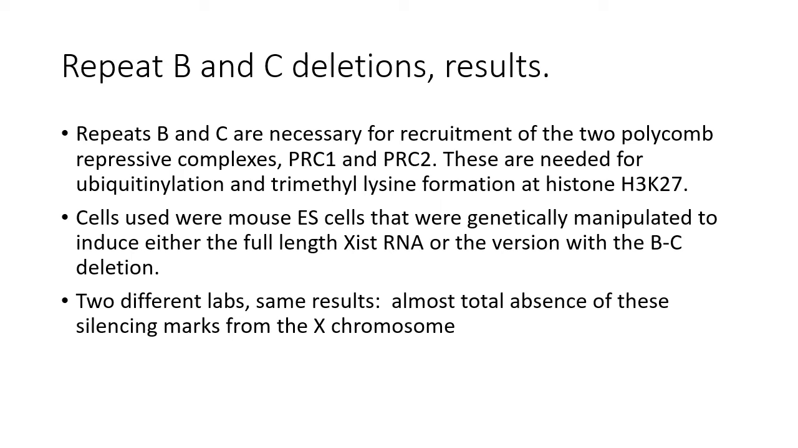Okay, so this was done by two different labs in slightly different ways, but the bottom line is that in the absence of the BC region of Xist, you get almost total absence of the silencing marks on the X.